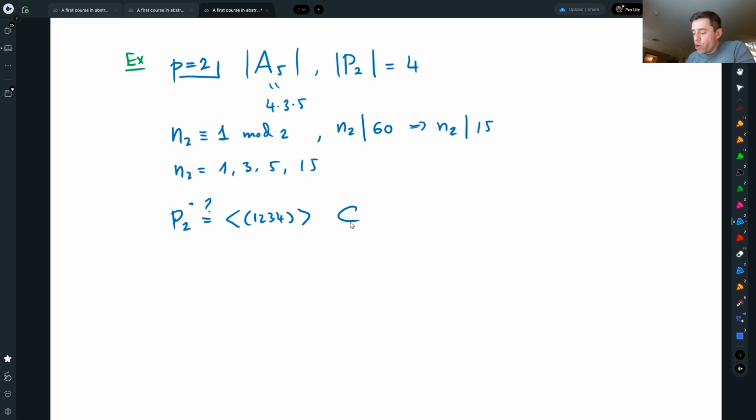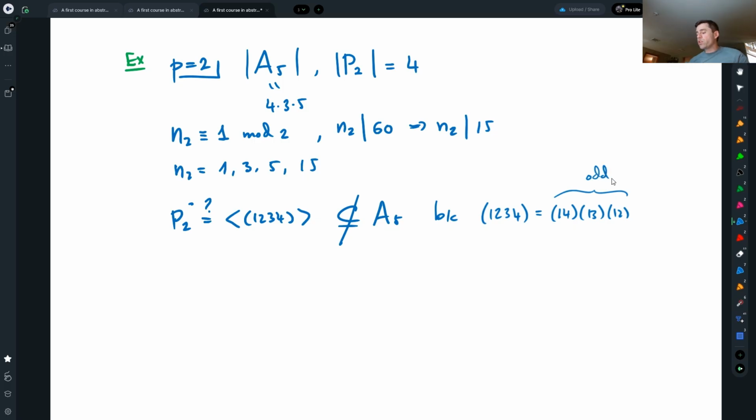However, this is not in A5, because an element of order 4, a cyclic element of order 4, can be expressed as (1 4)(1 3)(1 2). That's an odd number of transpositions, so this is not in A5. That's bad. So are there any elements of exactly order 4 in A5?